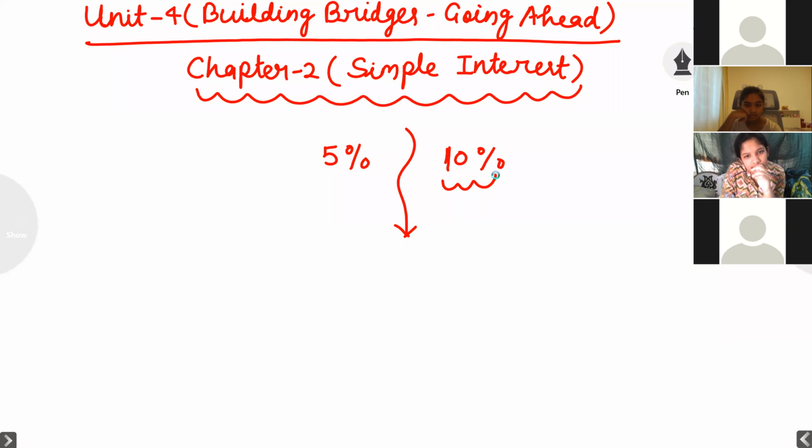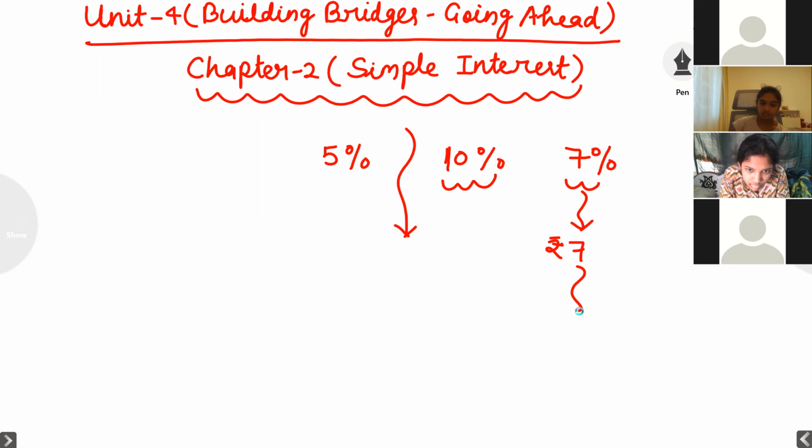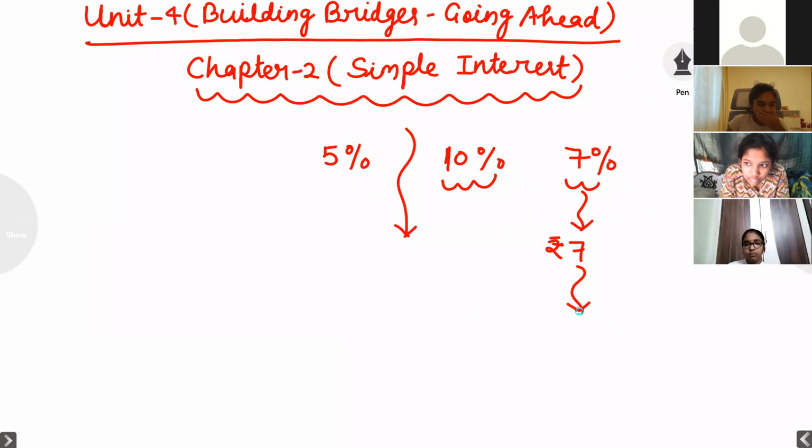Are you getting my point, students? If I'm talking about 7%, what is the meaning of 7%? For every 100 rupees, bank people will charge 7 rupees. This is called rate of interest. It is the interest on every 100 rupees for a fixed period of time. The bank person says, okay, I'm ready to give a loan to your parents, but after 1 year you have to pay the complete amount. That is called time period.